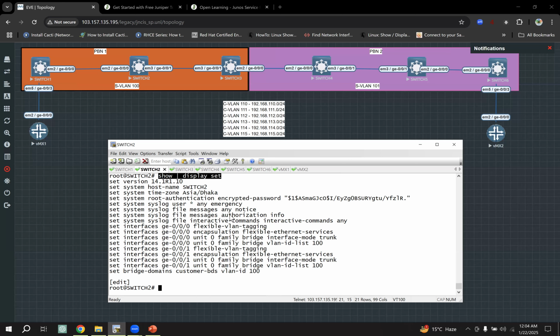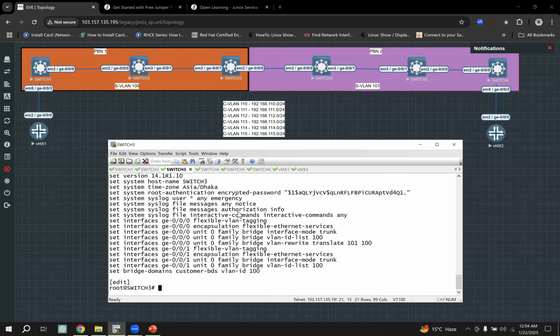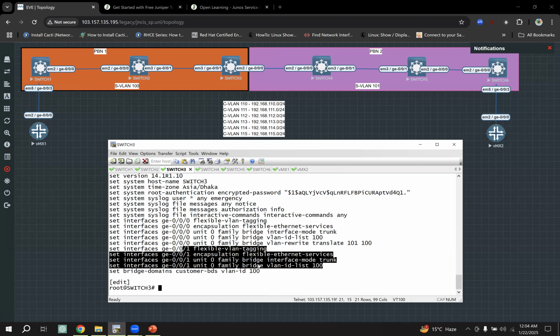Now going to the next switch, that is switch 3. In switch 3, they are taking the SVLAN tag. The receiving interface is Z0 by 0 by 1. In Z0 by 0 by 1, the configuration is identical to switch 2. Is there any difference? No. Just create the VLAN and configure the trunk port to allow the VLAN. Simple task.